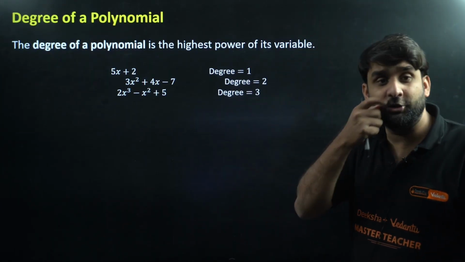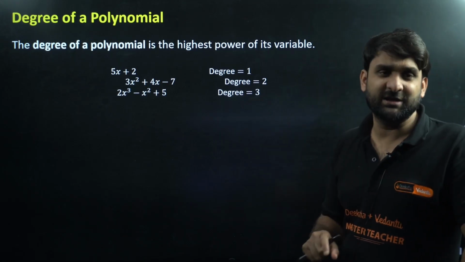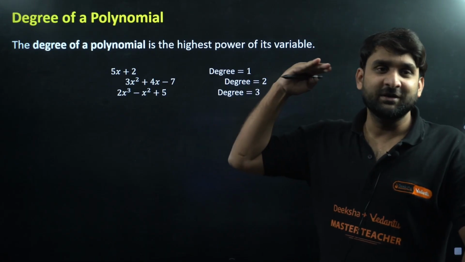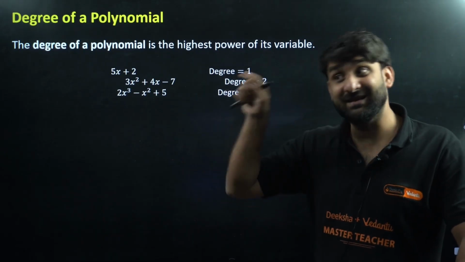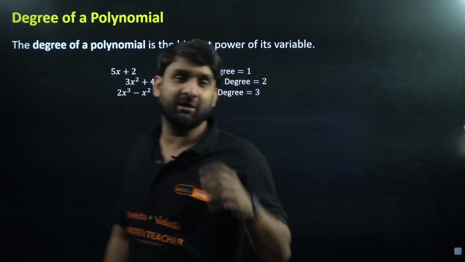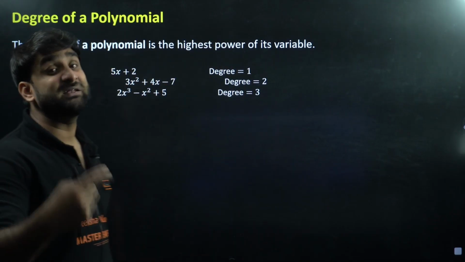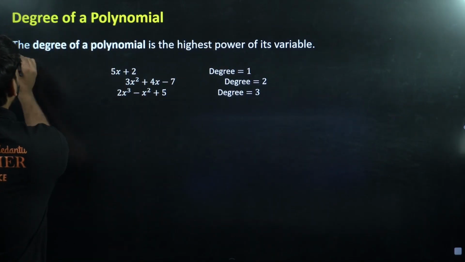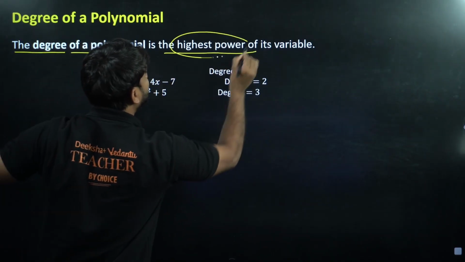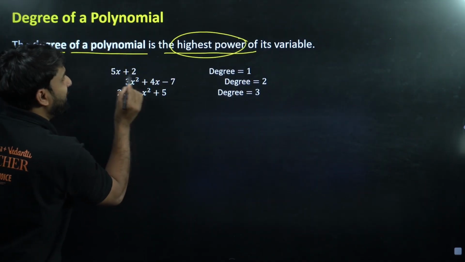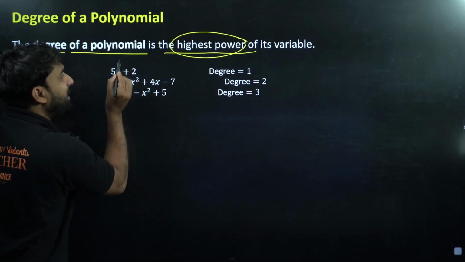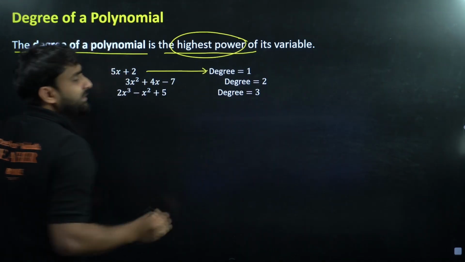What is called the degree of a polynomial? In any algebraic expression, once you have decided yes, this is a polynomial, the highest power of the variable in that polynomial is called the degree. And degree decides the nature of the polynomial. So the degree of a polynomial is the highest power. For example, 5x plus 2. What is the variable here? x is the variable. And what is the power of x? The power of x is 1. So this is degree 1.